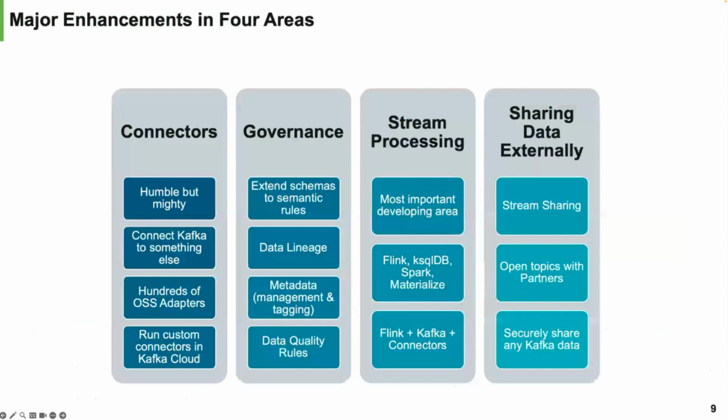All right. So with that, after covering Cora, let's talk about 4 major things, and I call them other enhancements, but they are very significant. The first one is around connectors. You can now bring your own connectors, whether you wrote them or you picked OSS connectors, open source connectors. You can run them in Confluent Cloud, which is a big enhancement.